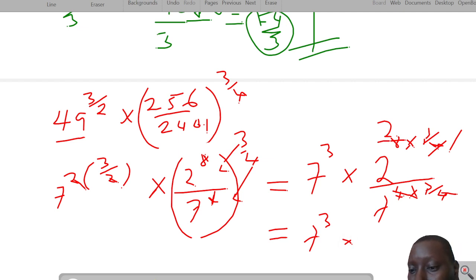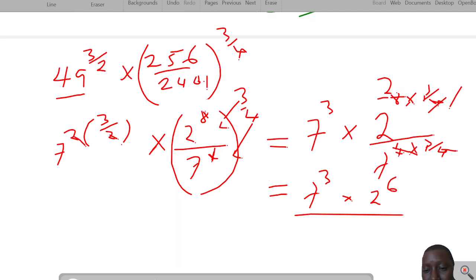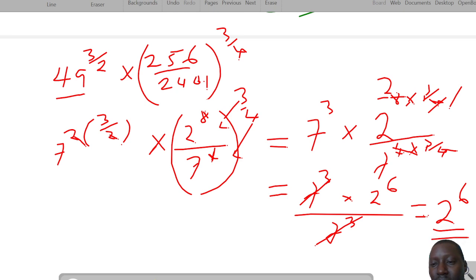Now 2 times 3 is 6. So that is 2 power 6. Then I divide by 7 power 3. Now 7 power 3 and 7 power 3 will cancel. That means that the answer is simply 2 to the power of 6. And that is all. That's how we were supposed to simplify that question.